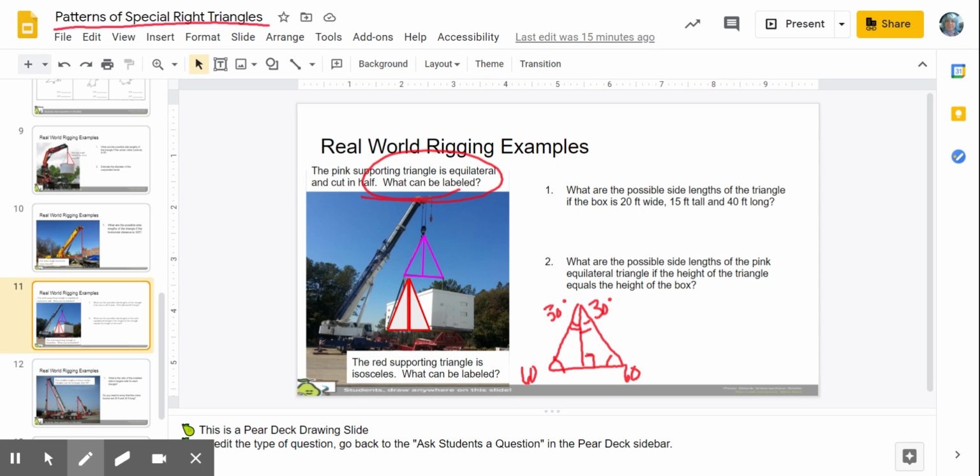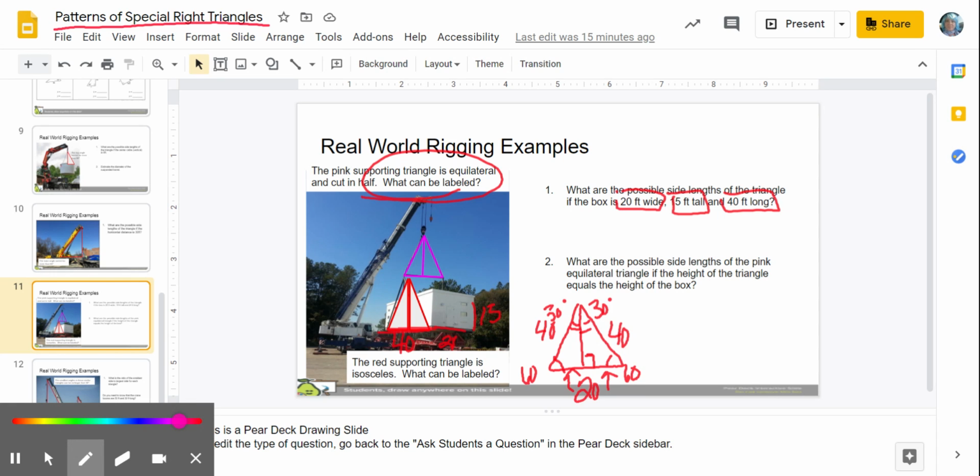What are the possible side lengths of the triangle if the box is 20 feet wide? So if we know this is 20 feet wide and it looks like the triangle goes the whole length of it, then this whole thing is 20. So this half is 20, and this half is 20, and this side is 40, and this side is 40. What I'm looking for is this height.